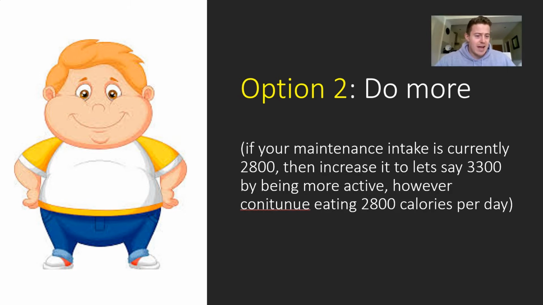So by, let's say, going to the gym when he doesn't already, in that gym session he may burn 500 extra calories than he normally would, which would push his maintenance calorie intake up to 3,300. However, in order to stay in the calorie deficit, he wouldn't eat the 3,300 calories. Instead, he would just continue eating the 2,800 calories, but his body would be asking for that 3,300. So in essence, he would be making a 500 calorie deficit.